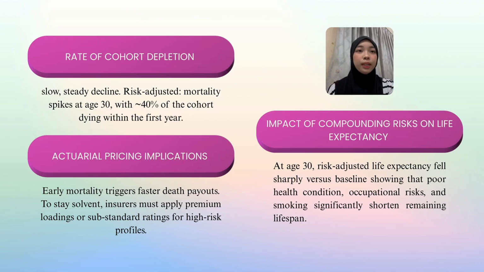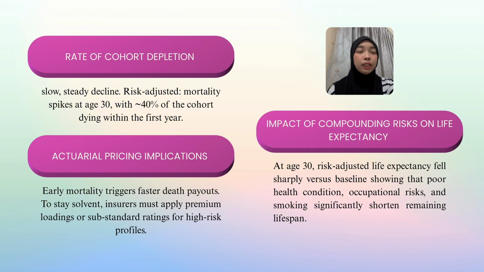We conclude with the macroscopic impact of our model: the rate of cohort decline, actuarial pricing implication, and the impact of compounding. First, the rate of cohort decline. By analyzing the acceleration of Tx, we see how quickly the population diminishes. A higher risk factor dramatically steepens this curve early on, shifting the demographic profile toward an older average age much faster than the baseline model.